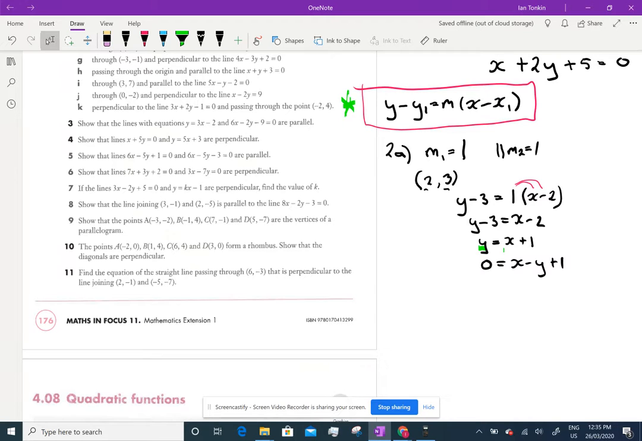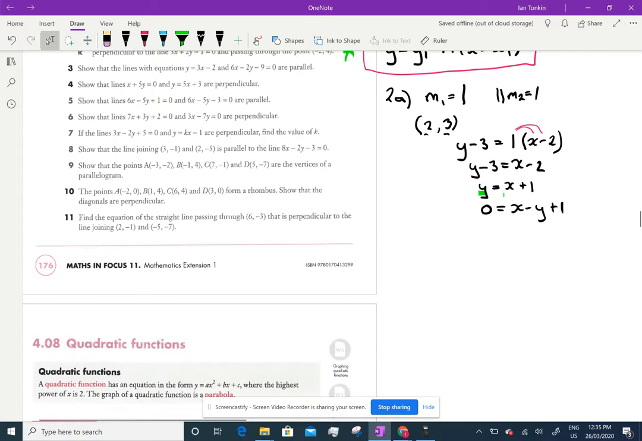To show that lines are parallel or perpendicular, all you've got to do is show that the gradients are equal, or the gradients multiplied by each other give -1. So I'll quickly do 5 and 6. So 5. Show that those two lines are parallel. Well, what have I got? 6x minus 5y plus 1 equals 0. Write it as y equals.